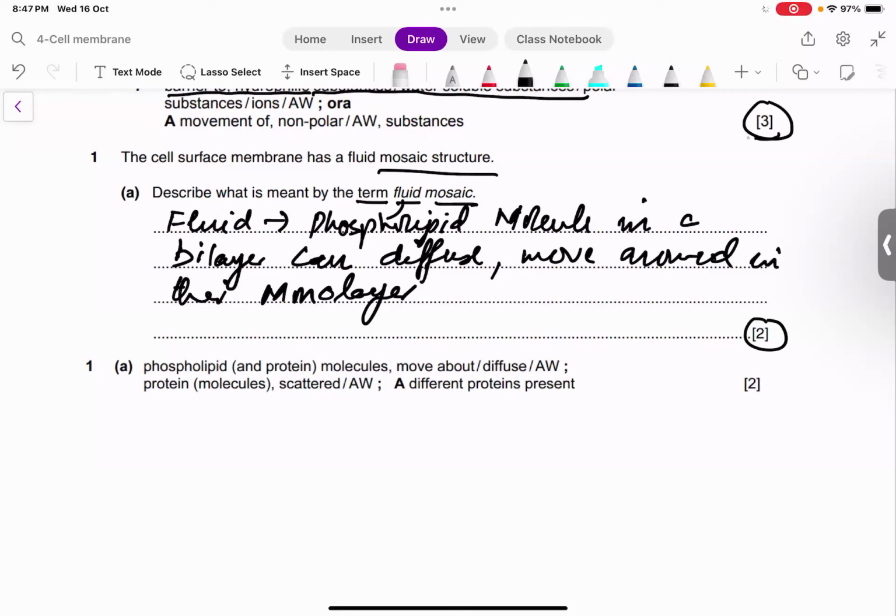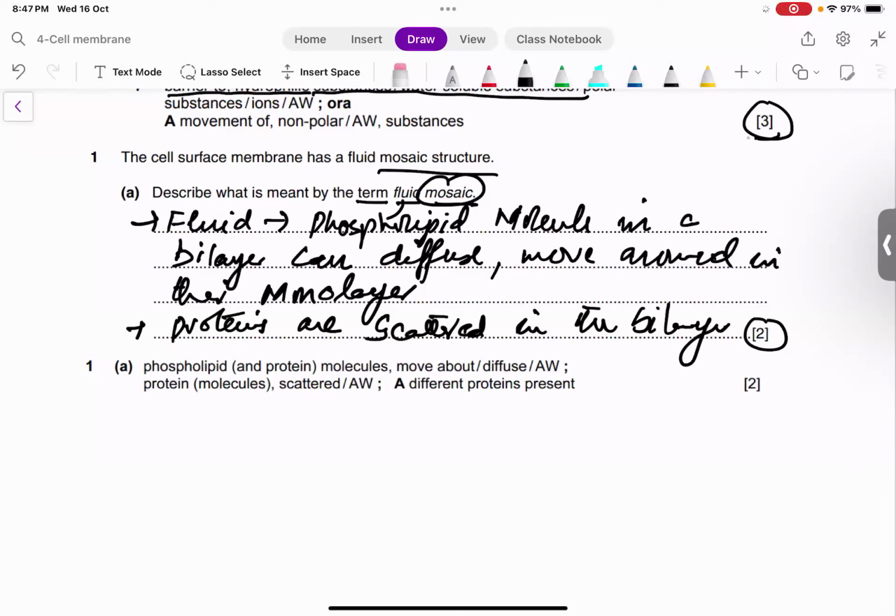Okay. And why is it mosaic? Because the proteins are scattered in the bilayer. So that is why it is known as mosaic. So that's what describes the fluid mosaic model.